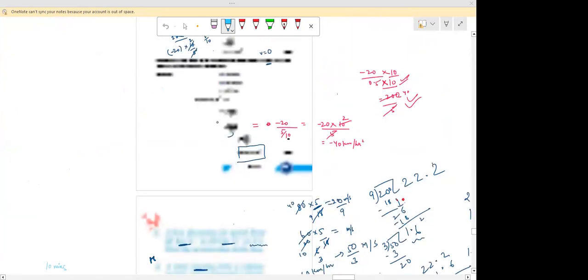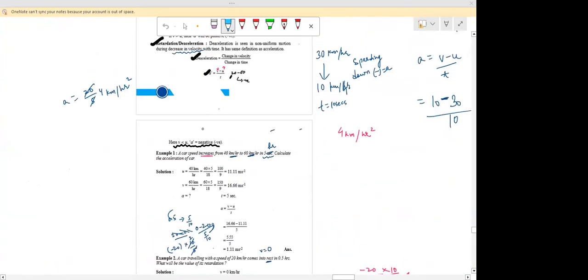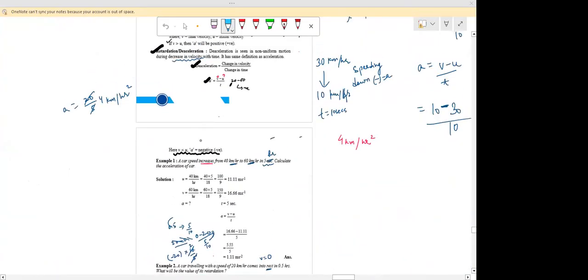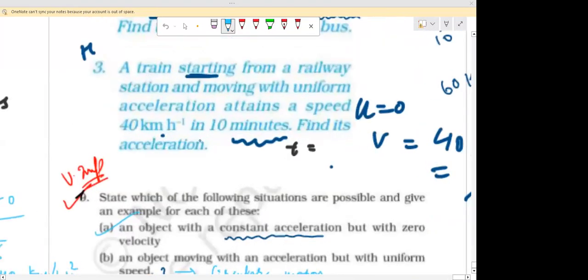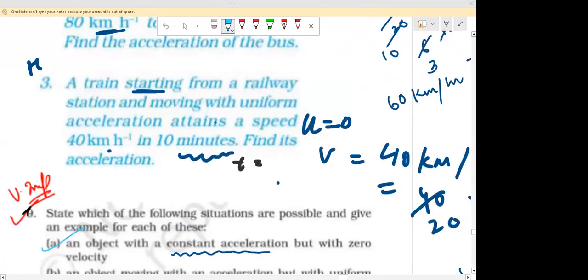Ma'am, we have to do the acceleration. We have done. No, we have to do the numericals of acceleration. Okay. So let us try with this one. Ali, did you try this one? A train starting from a railway station.